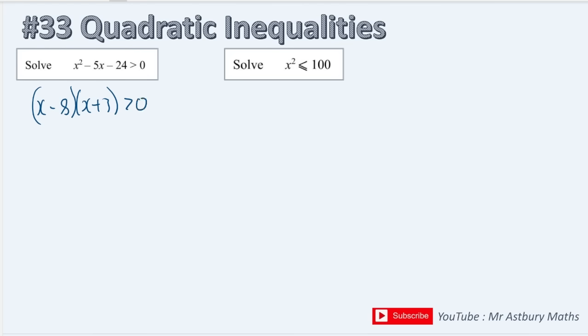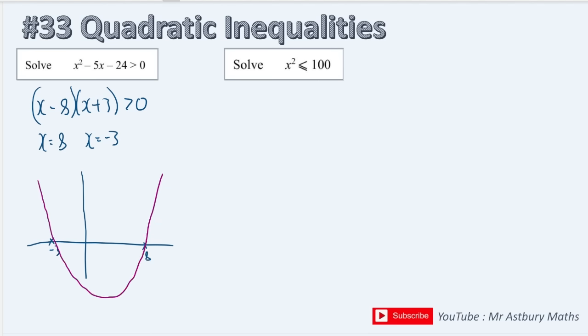We say that's greater than 0. But we imagine if it was 0, then this would give me x values of 8 and an x value of minus 3. We then sketch the graph, so it's going to cross at minus 3 and it's going to cross at 8. So it's quadratic, so we're going to get this U shape like so.